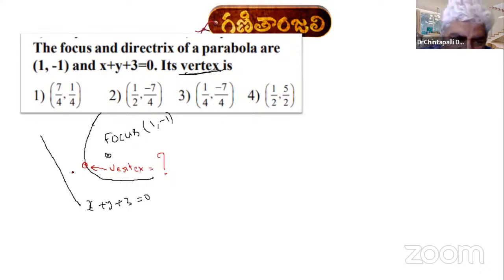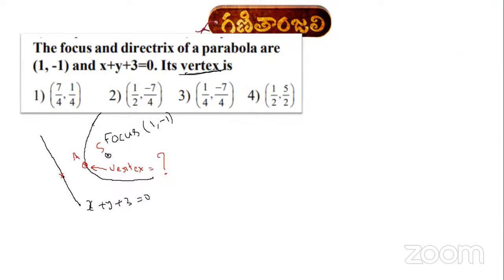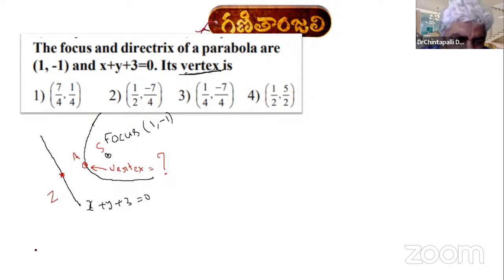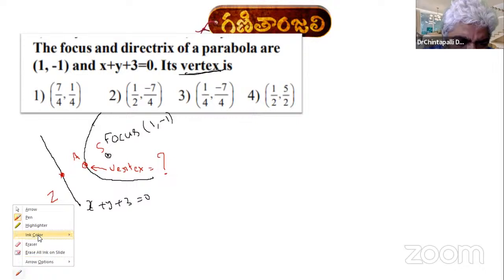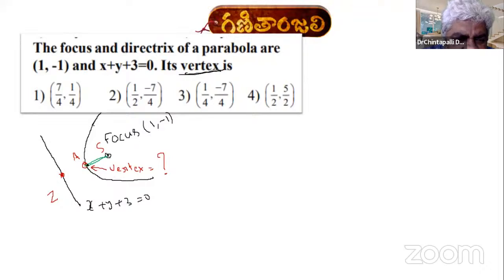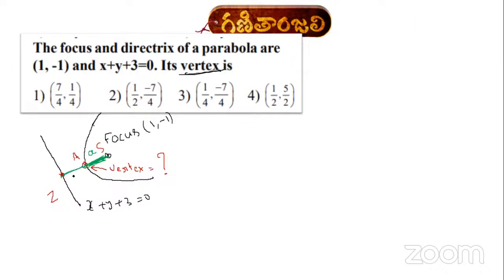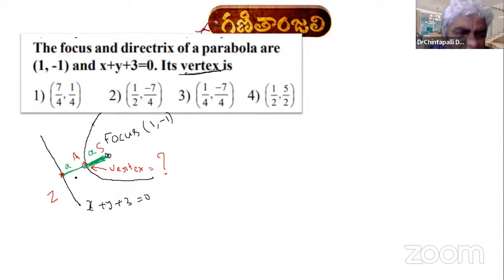See one thing: focus is denoted by S, vertex is denoted by A, and this point is denoted by Z. Students, do you remember what I said earlier? What is the distance between A and S? Thanika, do you remember what is the distance between A and S? Small a. Very good. What is the distance between Z and A? Small a. The distance between Z and A and the distance between A and S is the same. That's why the point A is called the midpoint of Z and S. Agree? Yes.